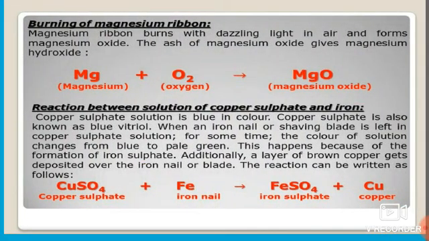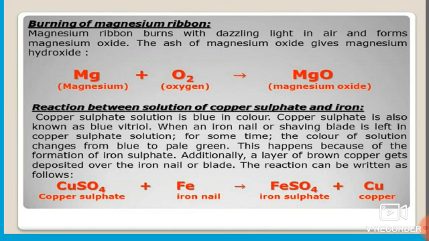Burning of magnesium ribbon. Magnesium ribbon burns with dazzling light in air and forms magnesium oxide. The ash of magnesium oxide gives magnesium hydroxide. That means when magnesium combines with oxygen, it gives magnesium oxide.